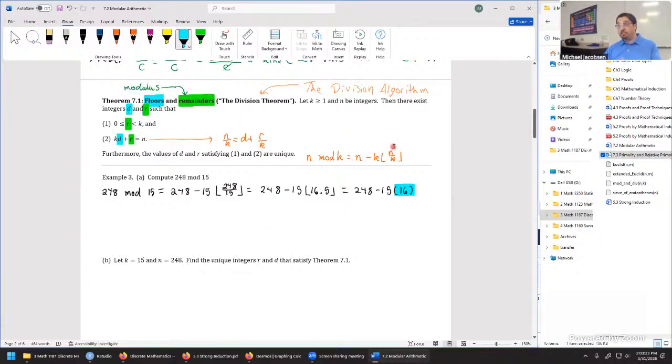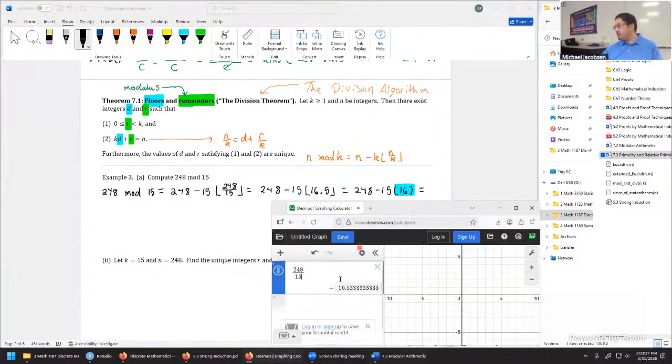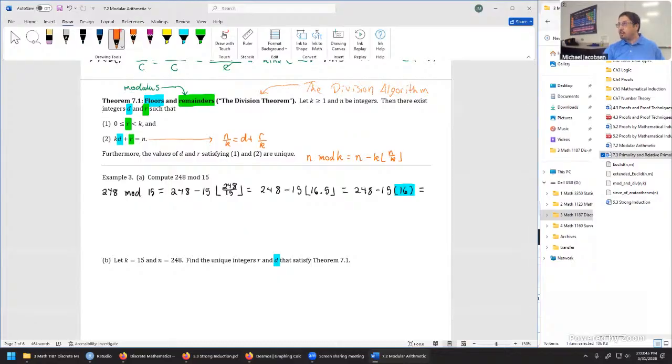So even though this equation wasn't necessary, actually working it out gave us half the answer when we go into part B, finding both the value r and d at the same time. Then on the next step, let's work this out further in the calculator. We take 248 minus 15 times 16, we get 8. That's just our remainder altogether.